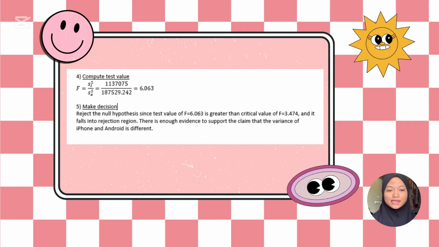The fourth step is to compute the test value. We use the F formula, which is variance of iPhone over variance of Android, and we get 6.063. And the last step is to make a decision. We reject the null hypothesis since the test value of F 6.063 is greater than the critical value of F, which is 3.474, and it falls into the rejection region. There is enough evidence to support the claim that the variance of iPhone and Android is different.